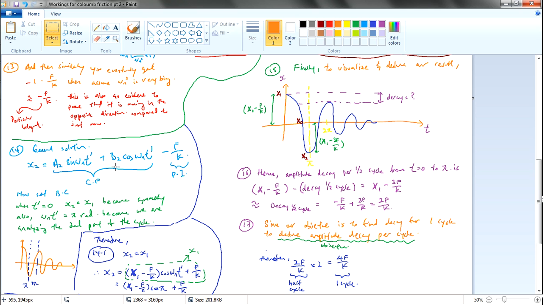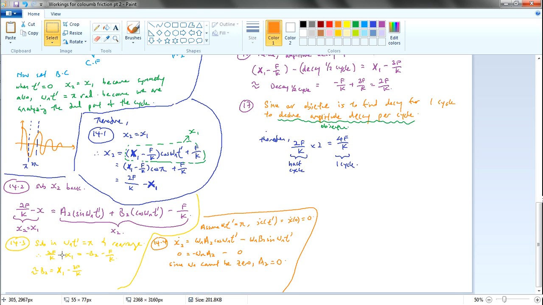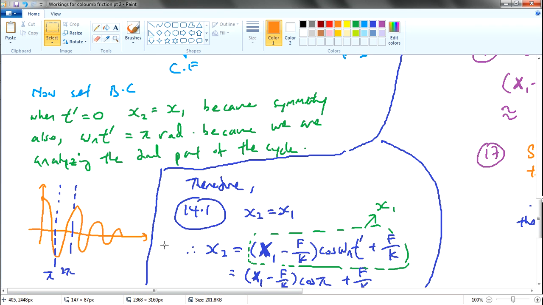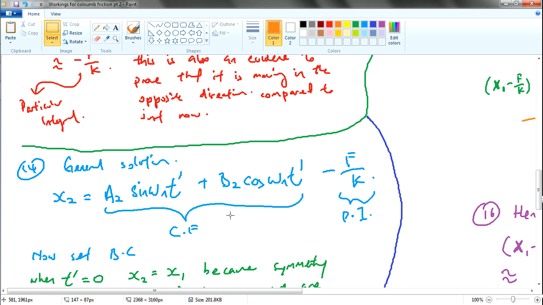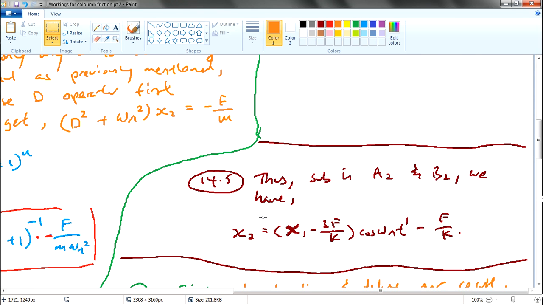Sorry. So b2 is this thing, x1 minus 3f over k. You just sub it in over here, and since a2 is equal to 0, everything becomes 0. So it's just plus b2 cosine minus fk. So this is what is written over here.